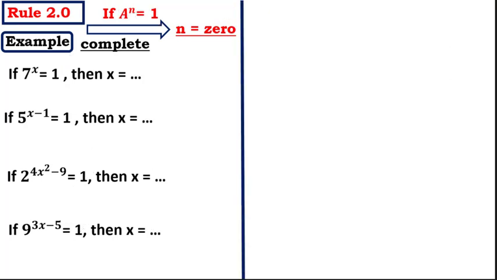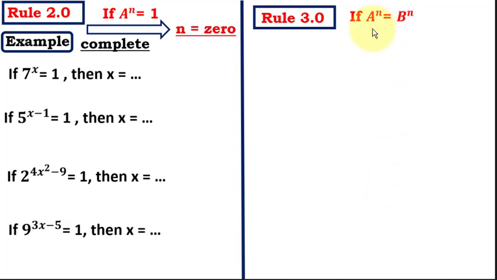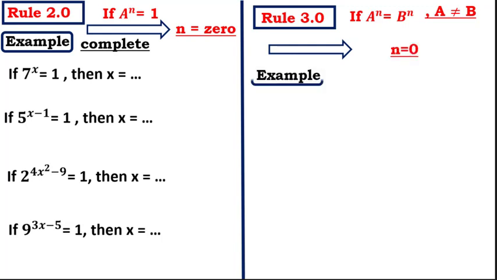We have here rule 3. He said if a raised to the power n equals b raised to the power n. We have here two bases are different. If we have two bases are different, then ask yourself, when a is equal to b, if n equals what? If n equals 0, because any number raised to the power 0 equals 1. So if n equals 0 here, then a equals b equals 1. So we will deduce that, and we have here a condition that a and b are different. We will deduce that n equals 0.